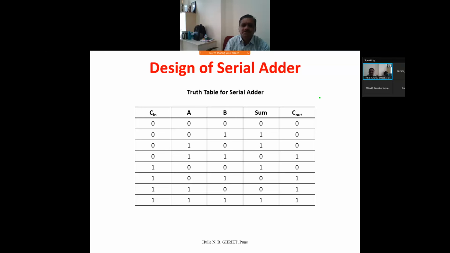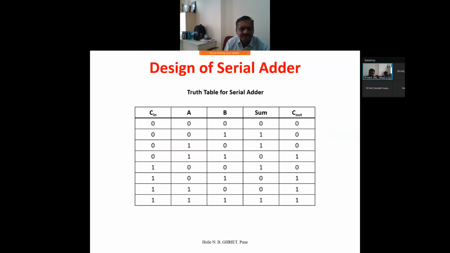This is the truth table for the serial adder. 0 plus 0 plus 0, sum is 0, carry 0. I have discussed these things. 1, sum is 1 and carry 0 and so on. Present state. This is C in, the input carry. This is the C in, that is, the present state is A. And this is the next state.